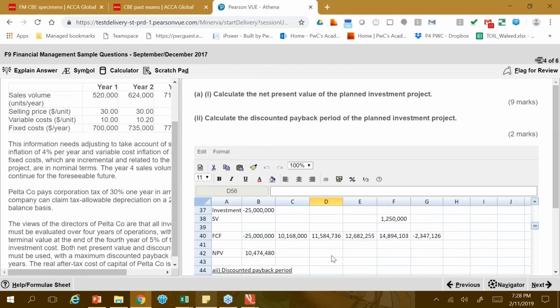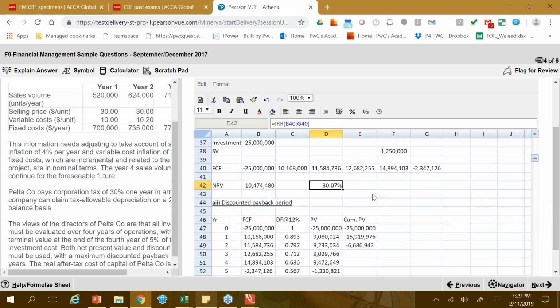So here is my free cash flow on this NPV. If you had to use the IRR function, then you simply say equal to IRR, and in the brackets, specify the range of all the free cash flows, which are from B40 to G40. These are all the free cash flows here, including the T0: 0, 1, 2, 3, 4, 5. And this will give us your IRR, which in this case is 30%. So quite a high IRR. If it is a section C question on IRR, please feel free to use the function as it gives us the accurate IRR.